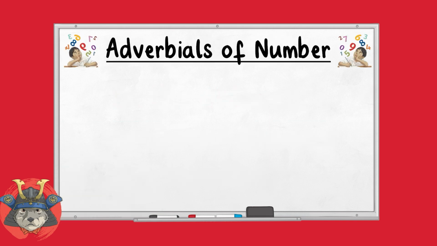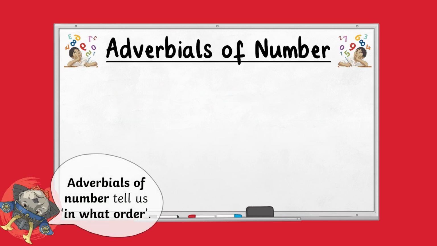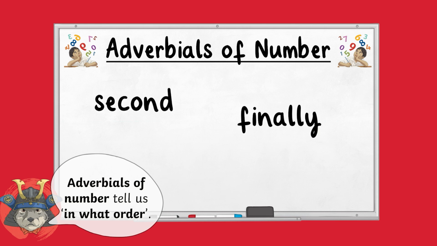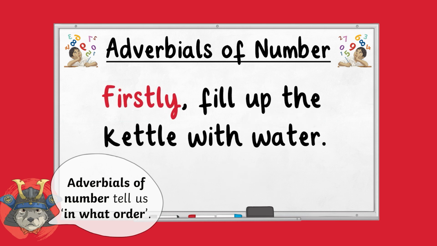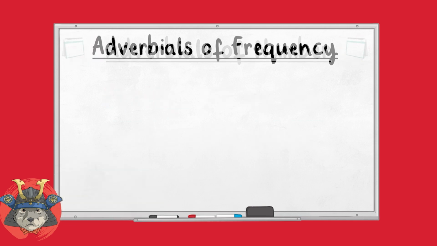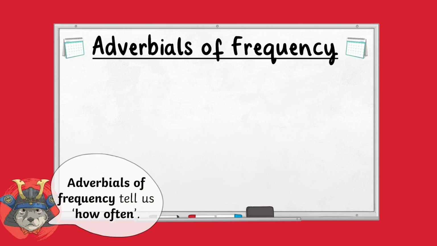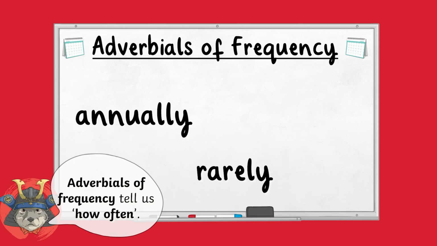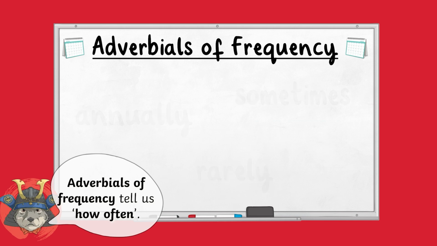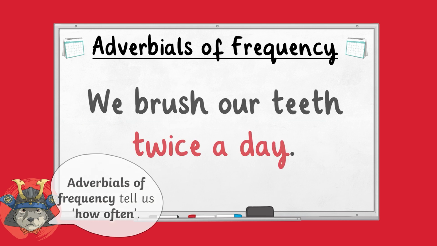And adverbials of number tell us in what order, such as finally, second, lastly. Firstly, fill up the kettle with water. Adverbials of frequency tell us how often, such as annually, rarely, sometimes. We brush our teeth twice a day.